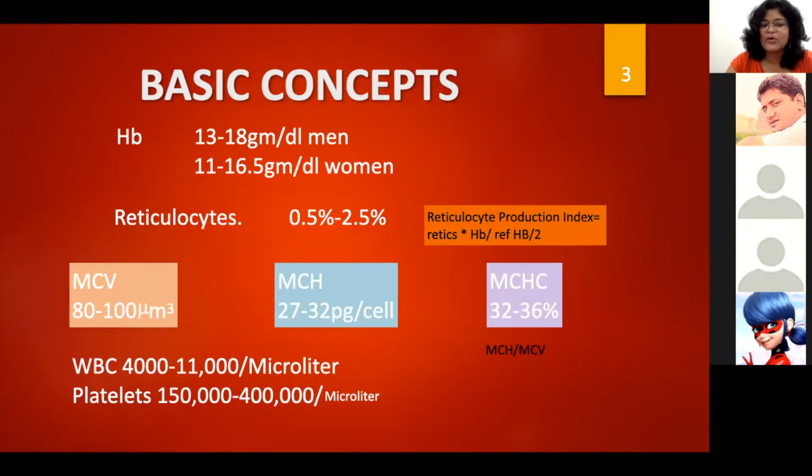MCV, which is the mean corpuscular volume, is 80 to 100 femtoliter. MCH, which is mean corpuscular hemoglobin, is 27 to 32. And MCHC, which is mean corpuscular hemoglobin concentration, is 32 to 36%. We get that by MCH divided by the MCV. MCV and MCHC, they correlate. A WBC is 4,000 to 11,000 per microliter, and platelet count would normally be 150,000 to 400,000 to 450,000 per microliter.